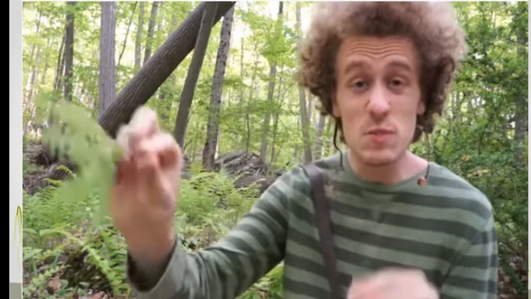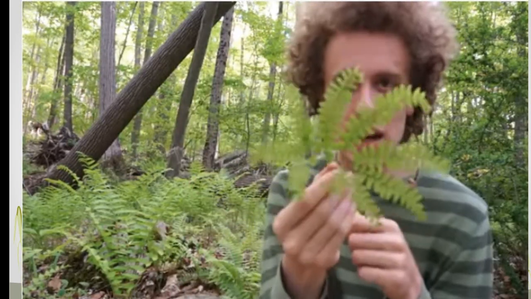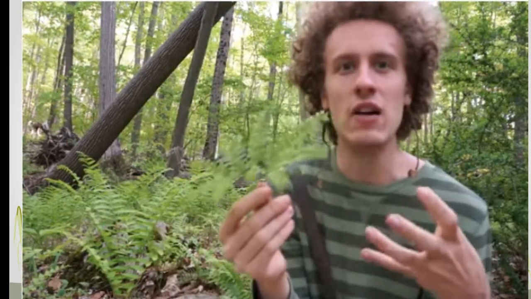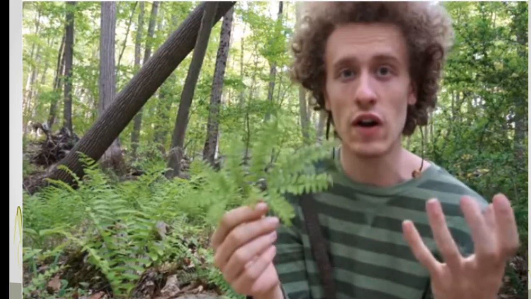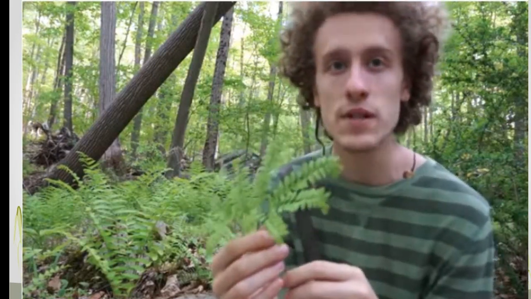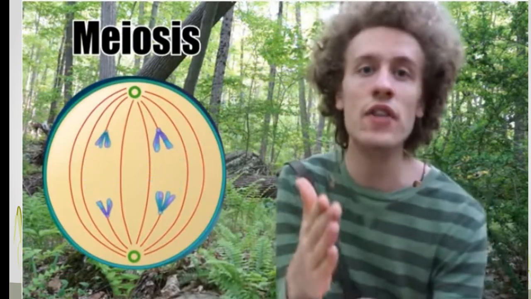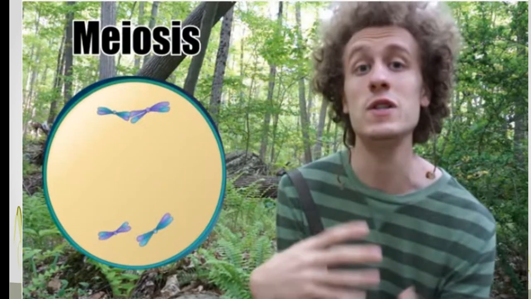Okay, so that was a brief tour of a sporophyte. Here's another sporophyte in my hair. To reiterate, the sporophyte is the body of what we typically think of as the fern, and the sporophyte makes spores. Sporophytes are diploid, and in order to make spores, they undergo a process called meiosis. In meiosis, diploid cells cut their genes in half, producing haploid cells, and those cells develop into spores.